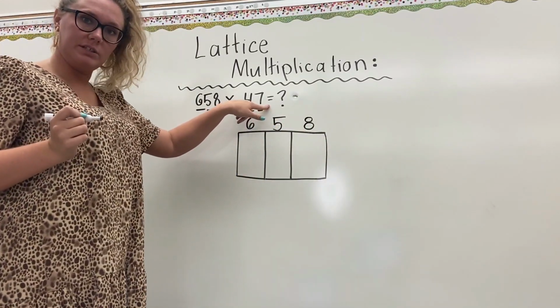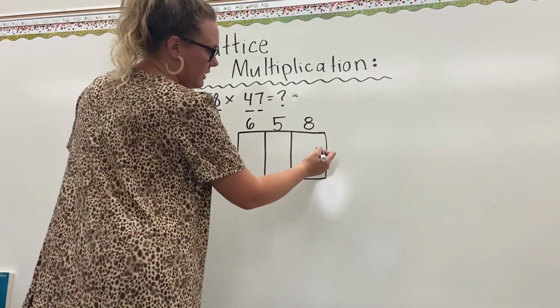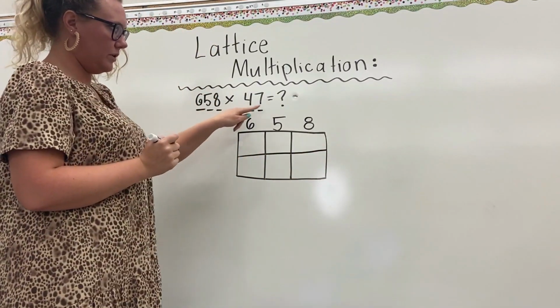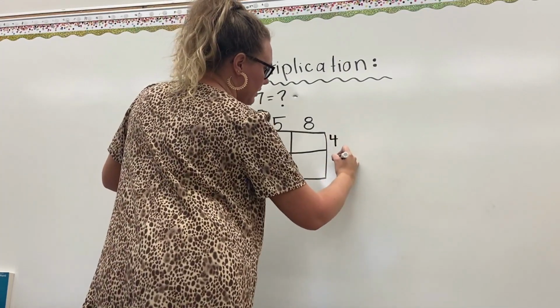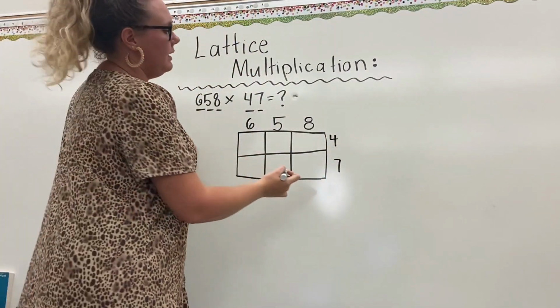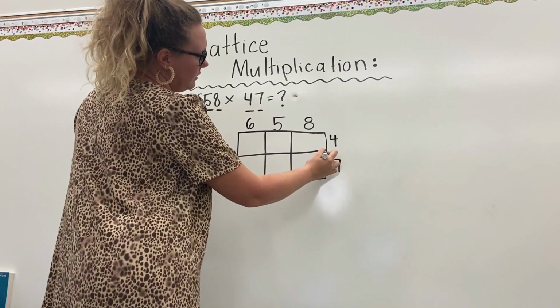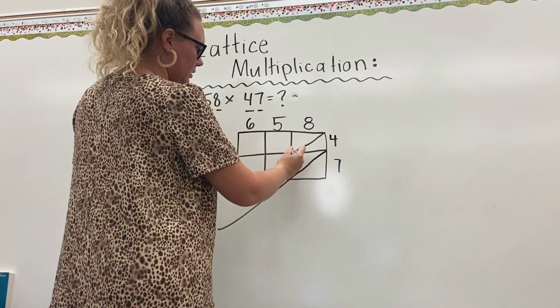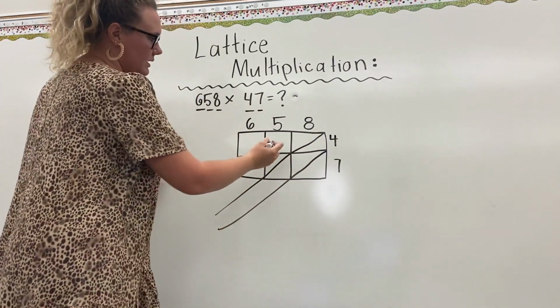Now I have 2 digits over here, so that means I need 2 rows. So I'm just going to divide it up so that I have 2 rows. I have a 4 and a 7, so 4 and a 7 for 47. Now, next thing, all you have to do, divide up your boxes.